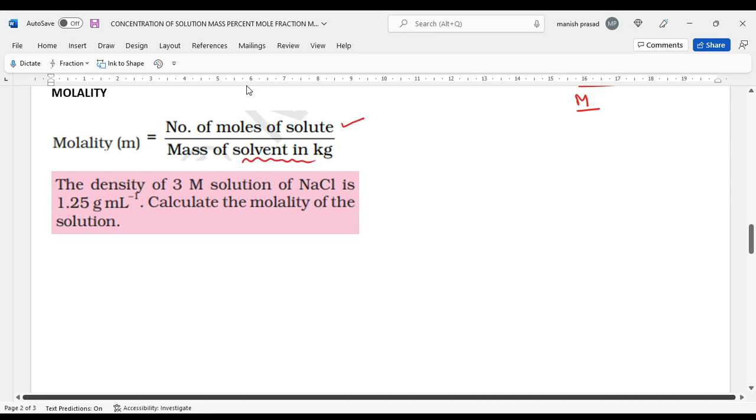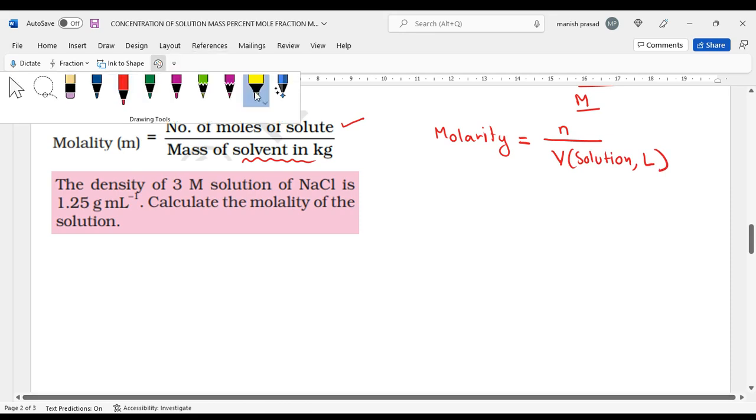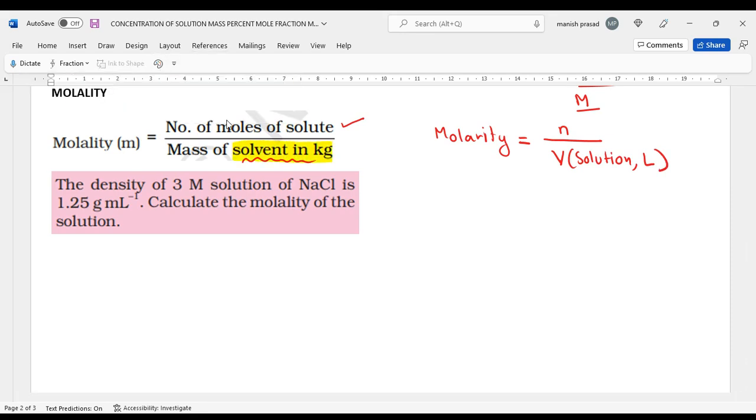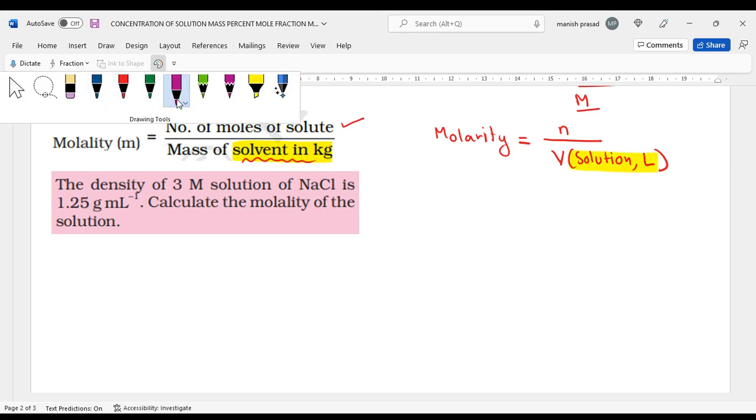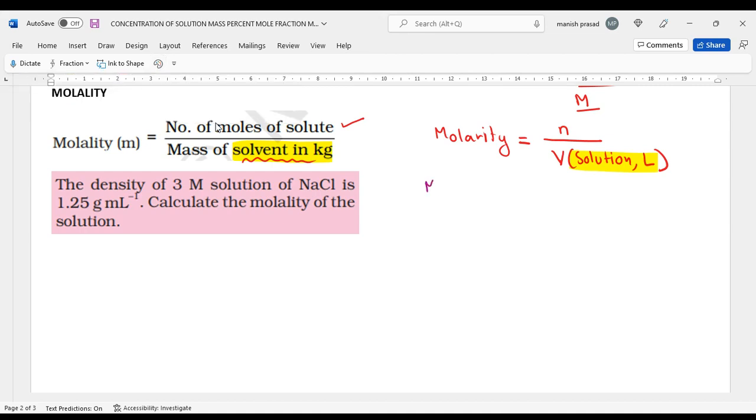Solvent in kg. What was molarity? Molarity, the numerator is the same, number of moles of the solute divided by volume of solution in liters. Yahan pe it is solvent in kg, yahan pe solution in liters. Now which is a better way of measuring concentration? Molality is. Molality is always better than molarity.